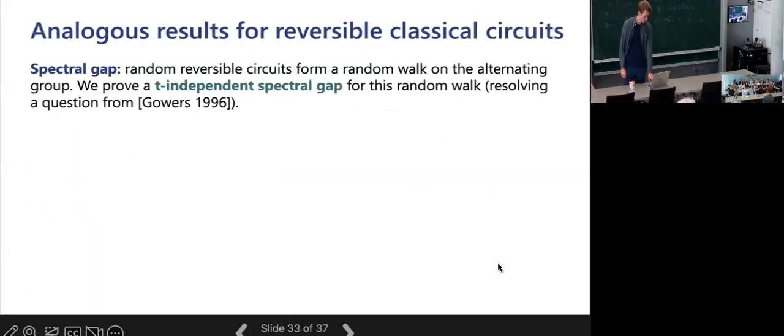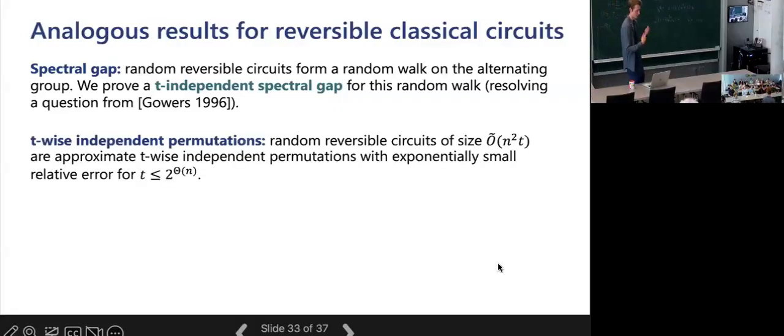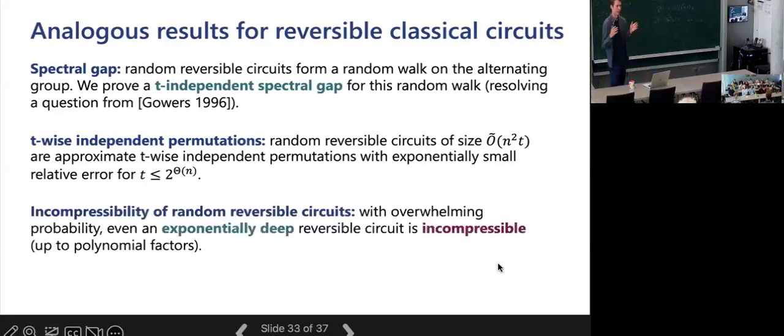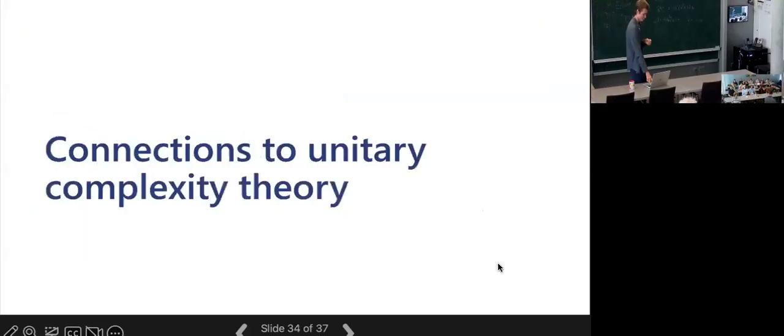Just for completeness, we also proved the same for classical circuits, which surprisingly wasn't known. It's been open since '96. So again, you prove a T-independent spectral gap, and this gets you T-wise independent permutations from random reversible circuits. And it also gets you an analogous incompressibility result for random reversible circuits.